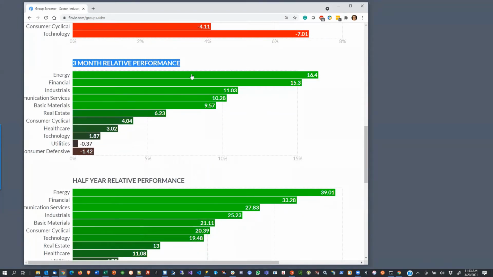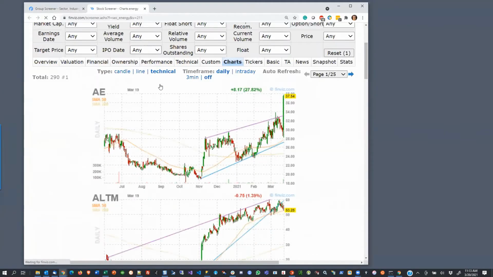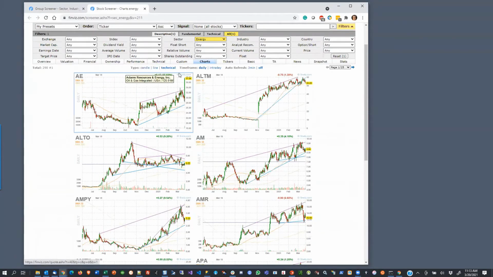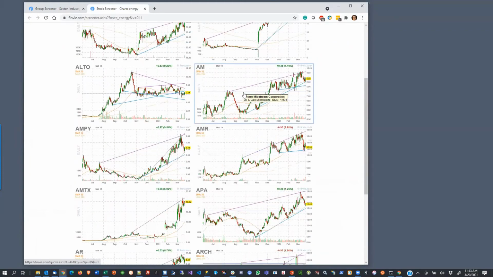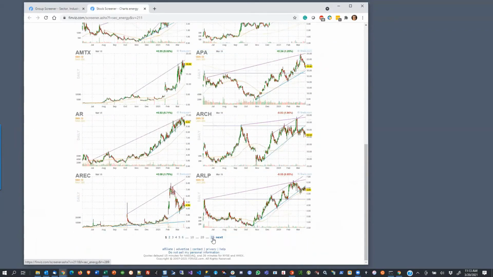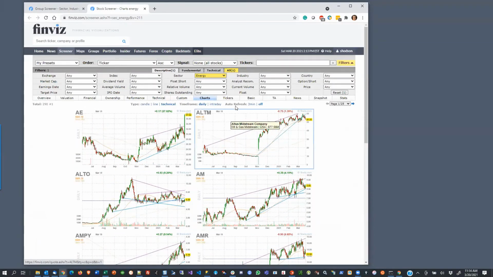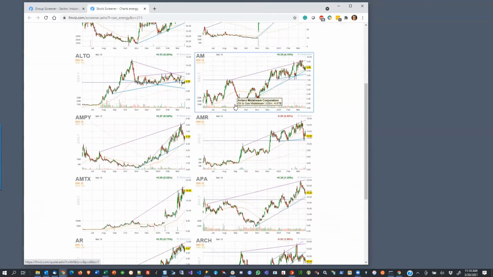The energy sector has been leading. You can click on the sector or just the bar, and it'll list all the stocks and show you the different charts in alphabetical order. And energy has a lot, there's 25 pages of stocks. There are a lot of stocks per sector to go through.